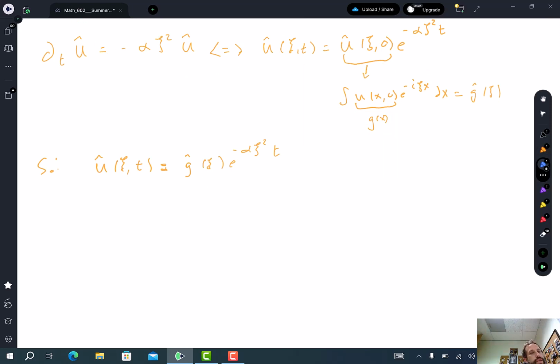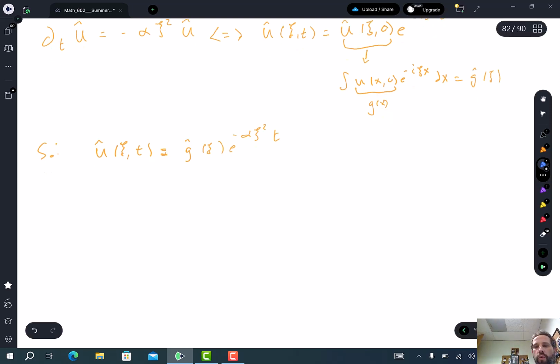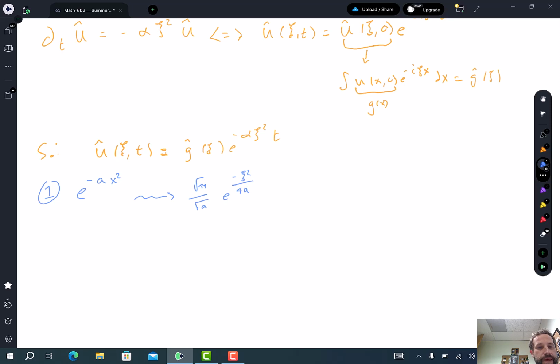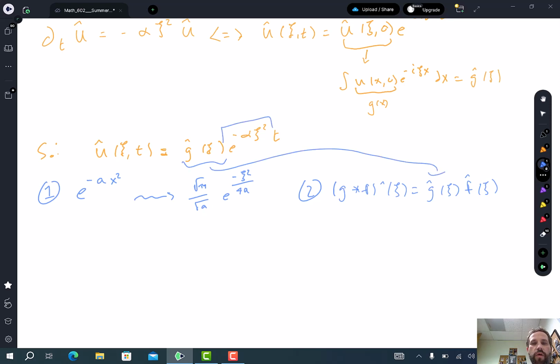I'm going to have to use the Fourier transform table in the book, at least in principle. Eventually, hopefully, you'll have most of these memorized just by use, but I'm using this. There are two things that we're going to use. One is that the Fourier transform of e to the minus a x squared is square root of pi over square root of a e to the minus c squared over 4a. And two, we're going to use the fact that the Fourier transform of g convolved with f is equal to the product of the Fourier transforms. So this one is clearly going to match up with that, and then we want to make this match up with that.